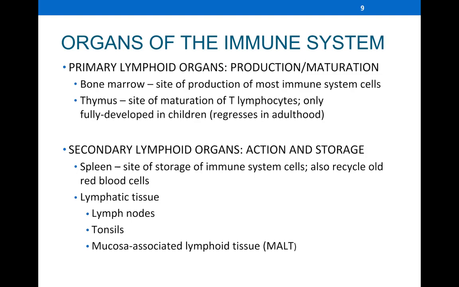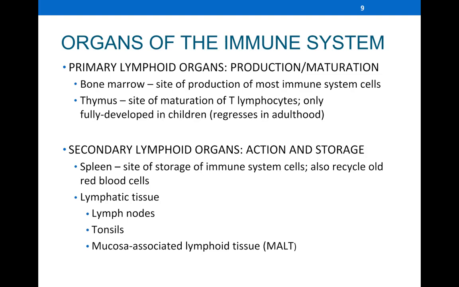The secondary lymphoid organs function in action and storage. One perfect example of a secondary lymphoid organ is our spleen. It is the site of storage of immune system cells, and it also recycles old red blood cells. That's why it is the site of RBC sequestration.